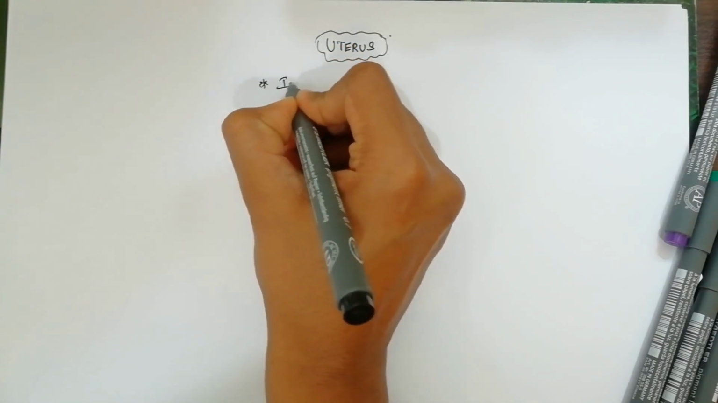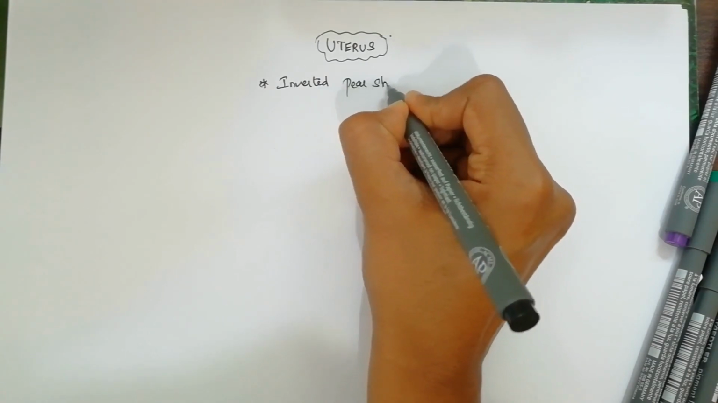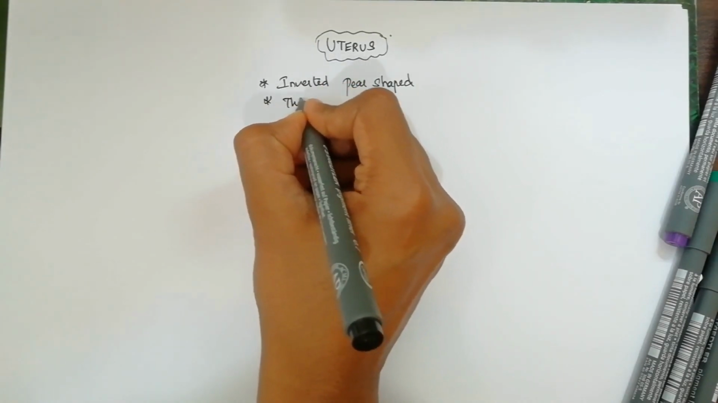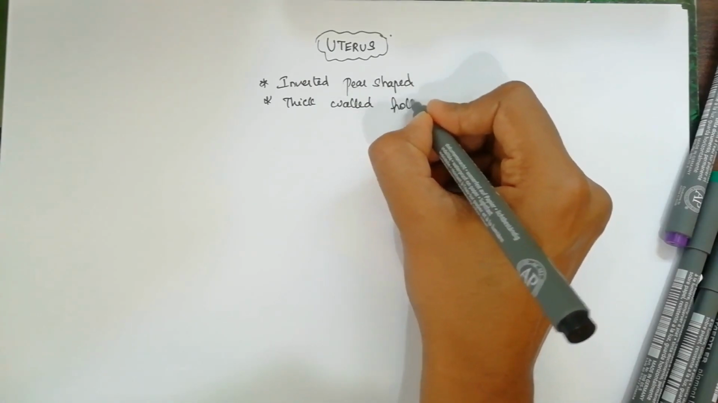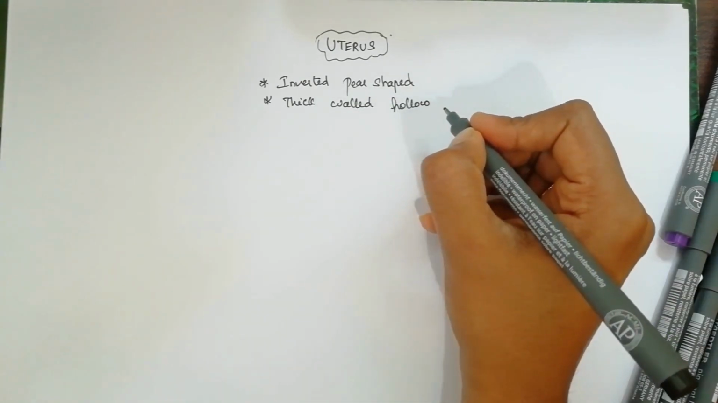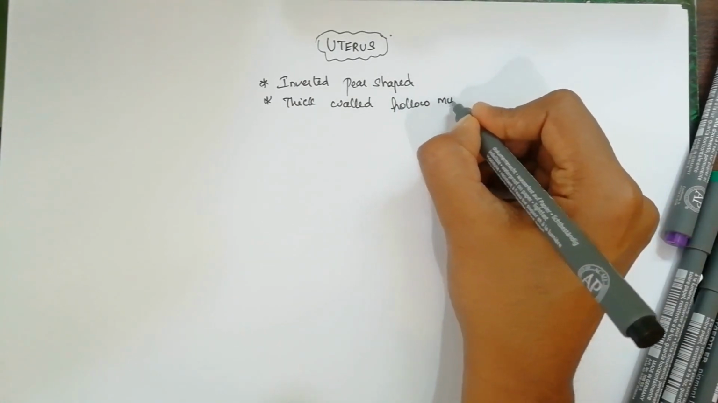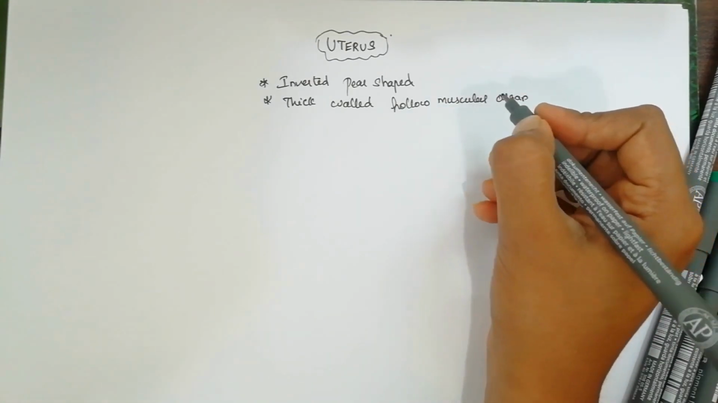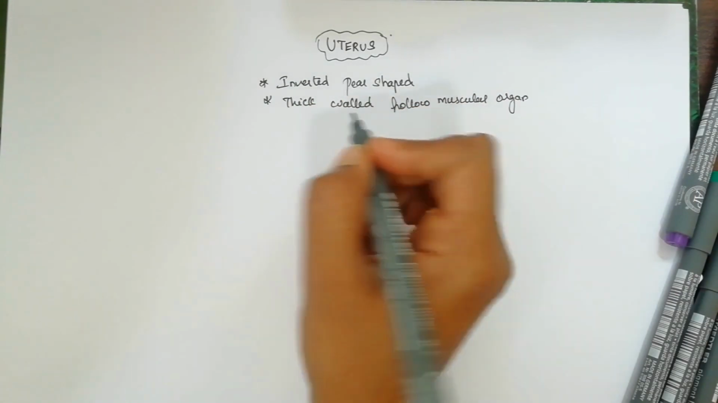The uterus is a somewhat inverted pear shaped organ, and it is thick walled. It is hollow, that is, it has a cavity inside it. That's why it has a hollow nature, a hollow muscular organ. It is surrounded by muscle, so we call it a hollow muscular organ. So the uterus is an inverted pear shaped organ with a thick walled hollow muscular structure.